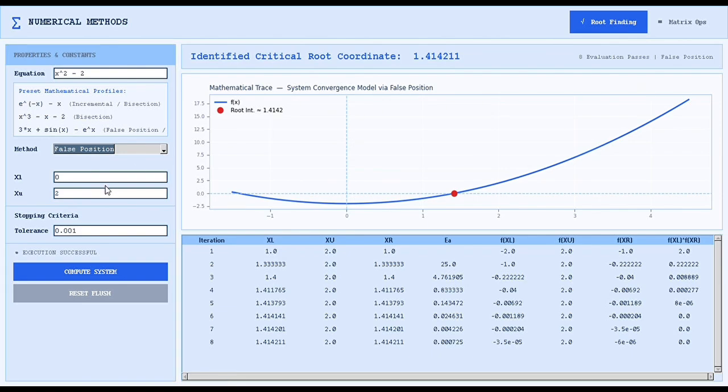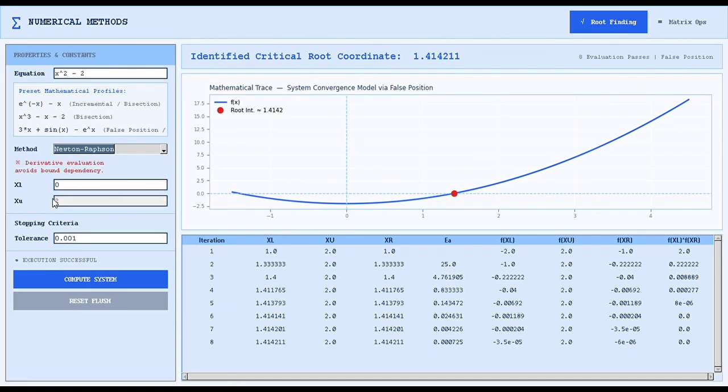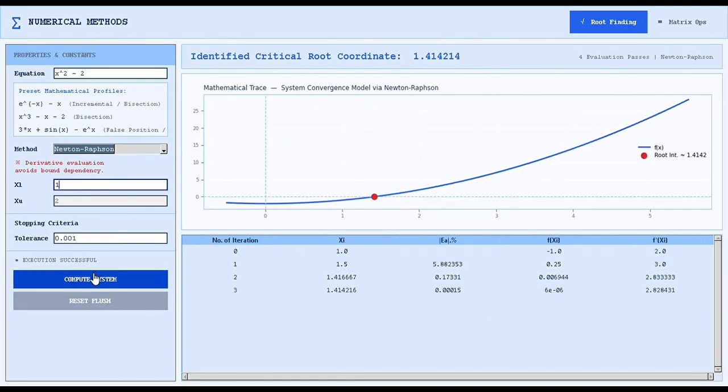Now, Newton-Raphson. Notice that X2 is disabled here because this method only needs a single initial guess. I set the initial guess to 1 and a tolerance of 0.001. It uses the slope, the derivative of the function at each point, to jump directly towards the root.